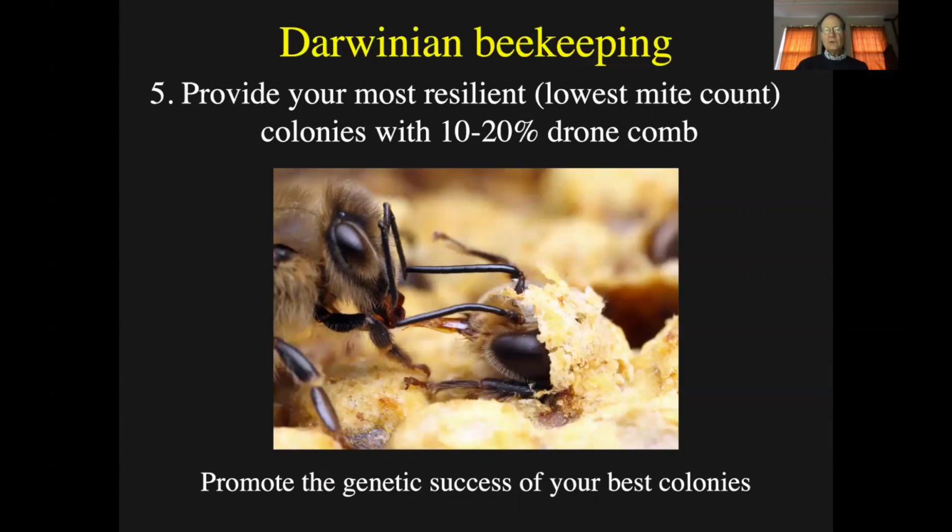Fifth suggestion, provide your most resilient, your lowest mite count colonies with 10 to 20% drone comb. And the logic here is you want to promote the genetic success of your best colony. So all those drones you see that colonies are making, if it's a good colony, you want that colony to be spreading its genes. And you can help it do so by giving it lots of drone comb to enable it to produce lots of drones.